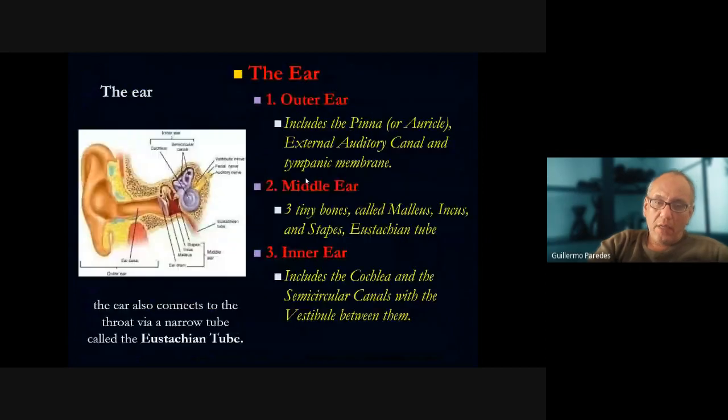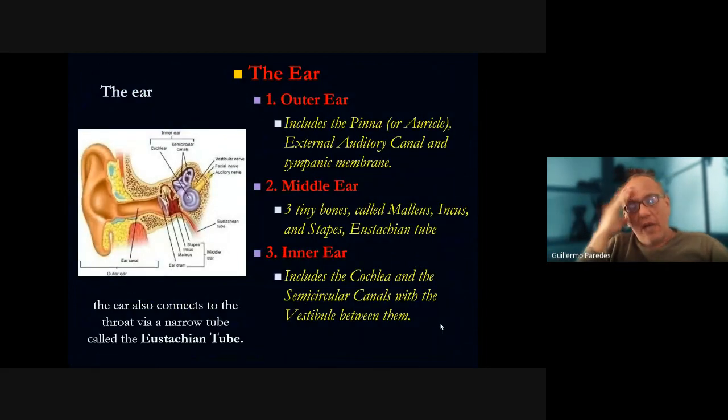Okay. All right, so let's do the recap. The outer ear includes the pinna or auricle, the external auditory canal or the ear canal, and the tympanic membrane, also called the eardrum. The middle ear has three tiny bones called the malleus or hammer, the incus or anvil, and the stapes or stirrup, and we have, don't forget about the middle ear, the eustachian tube.